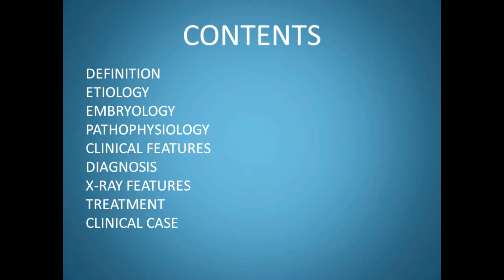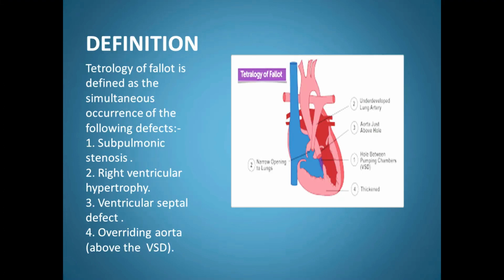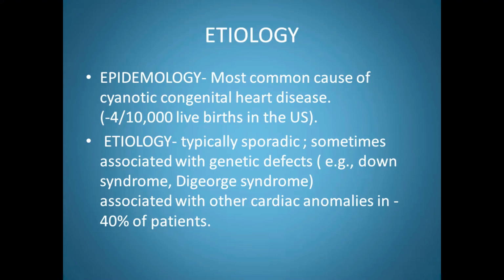So, now the definition. As the name suggests, tetralogy: tetro means four. Tetralogy of Fallot has four components. It is defined as simultaneous occurrence of the following defects: subpulmonic stenosis, right ventricular hypertrophy, ventricular septal defect, and an overriding aorta. So, let's look at the etiology.